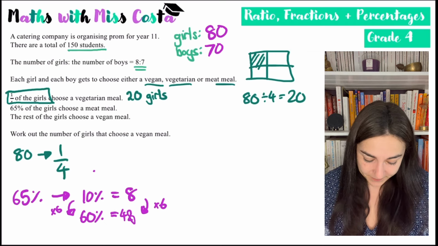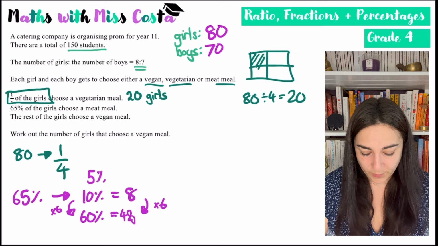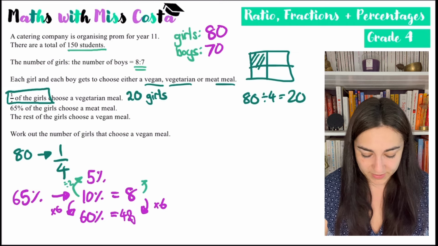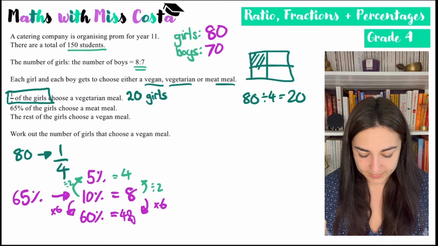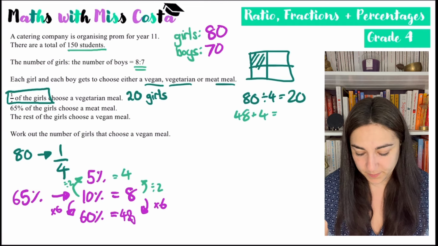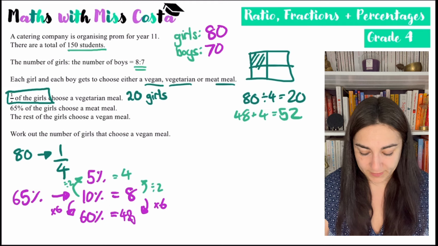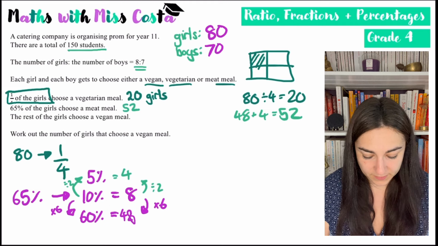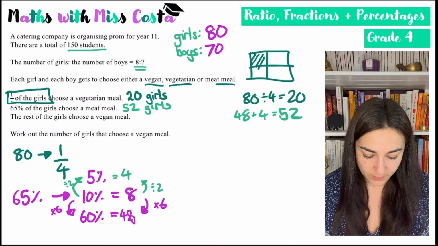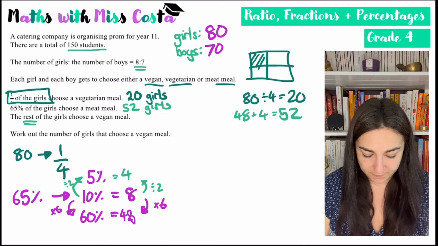60% is 48, and then how do you work out 5%? Well, if you know that 10% is 8, you can divide by 2 to get 5%, so that would be 4. Okay, so 48 plus 4 is 52. So you know that 52 girls have a meat meal, and the rest of the girls choose a vegan meal.